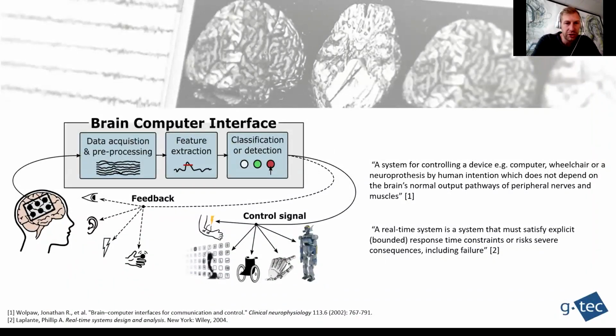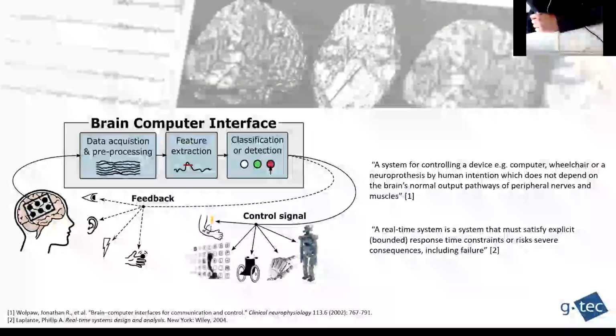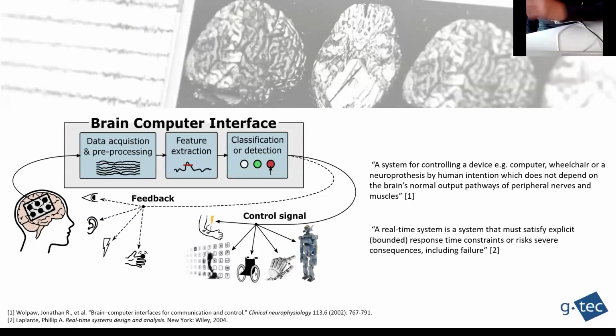So what we want to establish is a BCI that reads the signals directly from the brain, here from the electrodes, undergoes a pre-processing and a feature extraction step. And based on the biomarker that we extracted, we want to make a decision, so based on classification or detection.